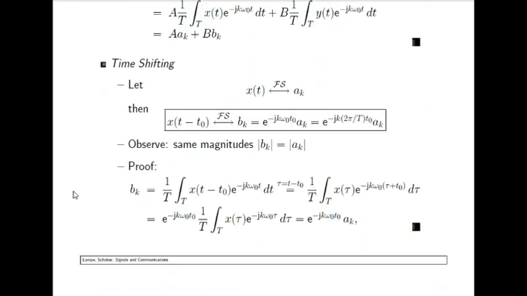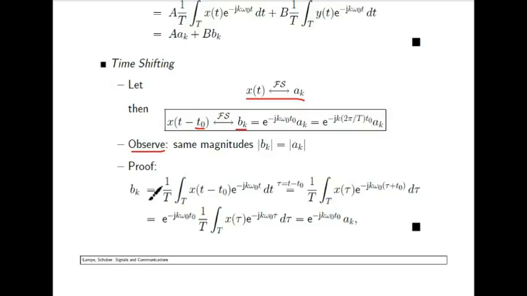The second property which we are going to learn is the time shifting property. We are considering x(t) whose Fourier series coefficients are a_k. When we shift the signal by t naught, x(t minus t naught), and consider its Fourier series coefficients as b_k, then b_k will be equal to a_k times e to the power minus j k omega naught t naught, where instead of t we write the magnitude of shift, which is t naught here. So the magnitude of a_k and b_k is the same. This is an observation of this property.